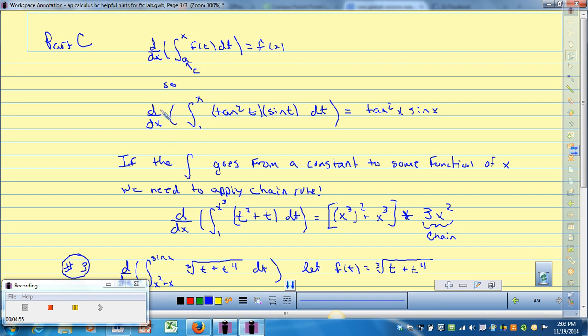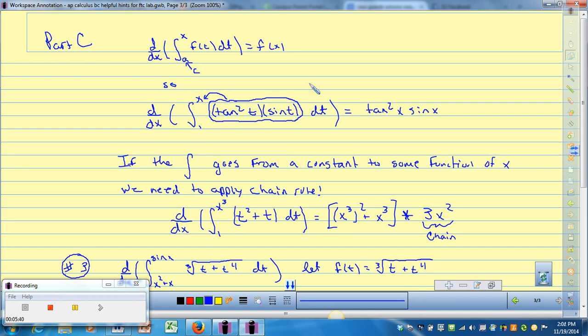So, for example, if I were doing the derivative with respect to x of the definite integral from 1 to x of tan squared t times sine t dt. Looks like a very involved definite integral, but because we're doing the derivative of that definite integral and we're going from a constant to x, the solution is just the integrand in terms of x, tan squared x times sine x. So it is this function evaluated at that variable.